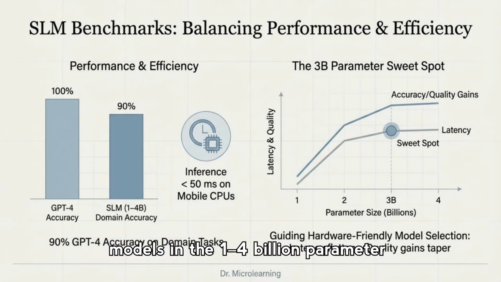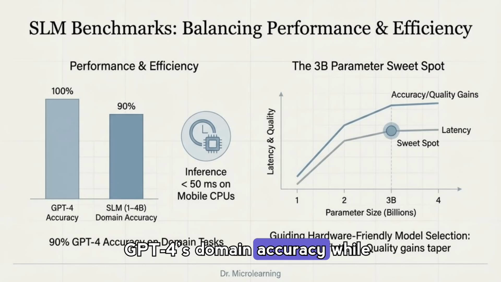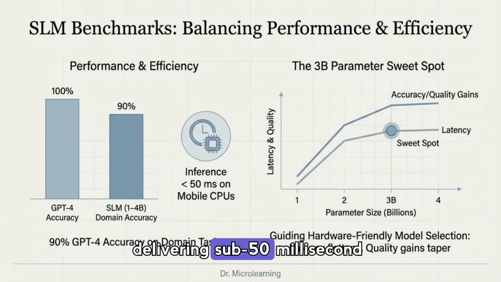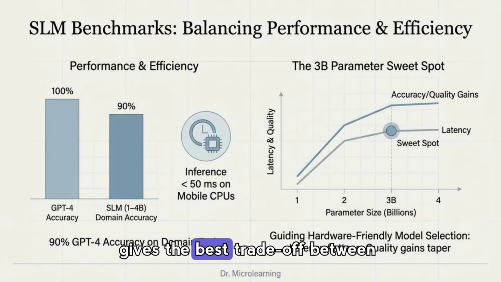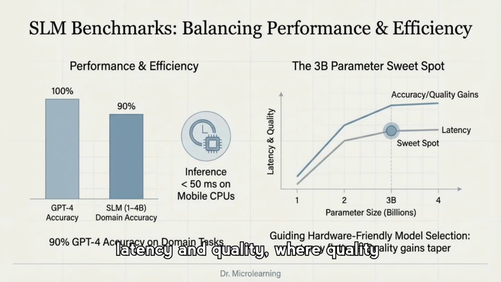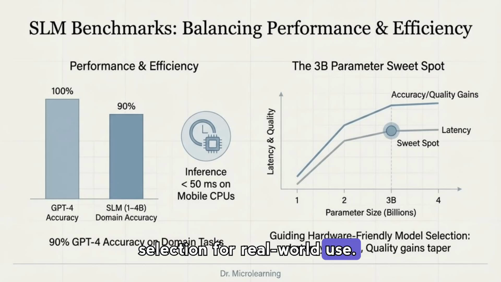Benchmarking balances accuracy and efficiency. Small language models in the 1-4 billion parameter range can reach around 90% of GPT-4's domain accuracy while delivering sub-50 millisecond inference on mobile CPUs. A 3B parameter sweet spot often gives the best trade-off between latency and quality, where quality gains taper and latency flattens, guiding hardware-friendly model selection for real-world use.